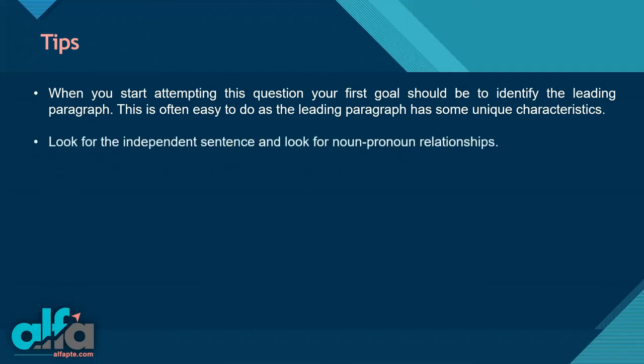Look for an independent sentence. Your first sentence will always be an independent sentence. If there is more than one independent sentence, then the one which is more general will be your first sentence. Look for nouns and pronouns, and it can be a noun-pronoun relationship. The noun will be the subject and it will be followed by a pronoun which will be the object.